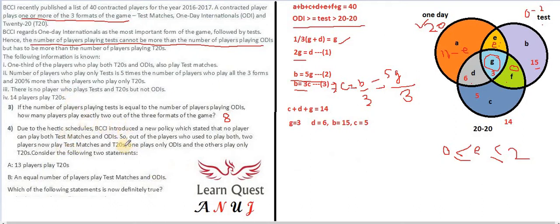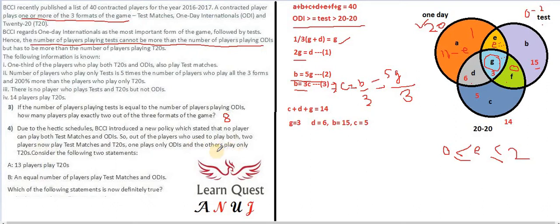Due to a hectic schedule, BCCI introduced a new policy which stated that no player can play both test matches and ODI, means test matches and ODI, this one. So E and G, these values will become 0, because no one can play both of these. Out of the players who used to play both these E and G, now play test matches and T20s. One plays only ODI. Only ODI means from here one will come to only ODI. So here one will come out of these three.